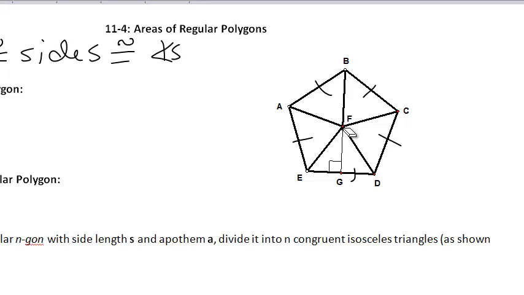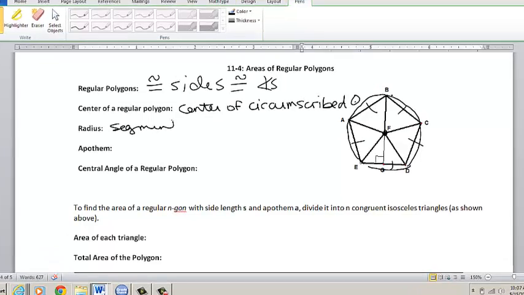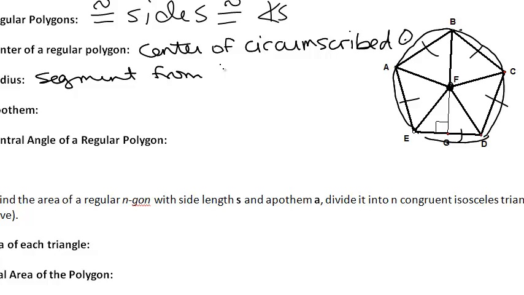The center of the regular polygon is just what you would think. It's the middle point. It's actually the center of the circumscribed circle. So circumscribed means it's around the shape. So center of circumscribed circle. And the radius is the radius of that circle, which is also the segment from the center to a vertex. So F to E, for example, would be a radius.